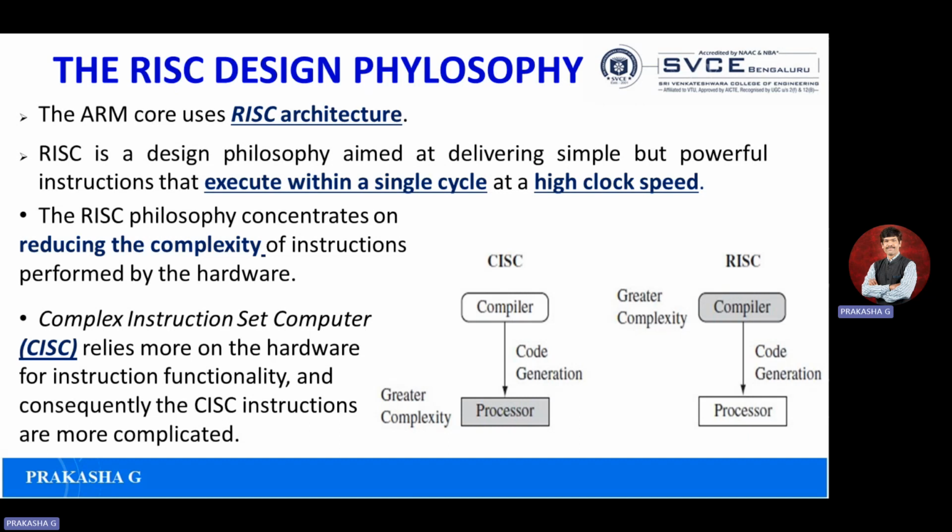Complex instruction set computers rely more on the hardware for instruction functionality, and consequently the CISC instructions are more complicated. In RISC the instructions are less complicated. Any doubt, any clarification? If you know this diagram, you can easily explain it.